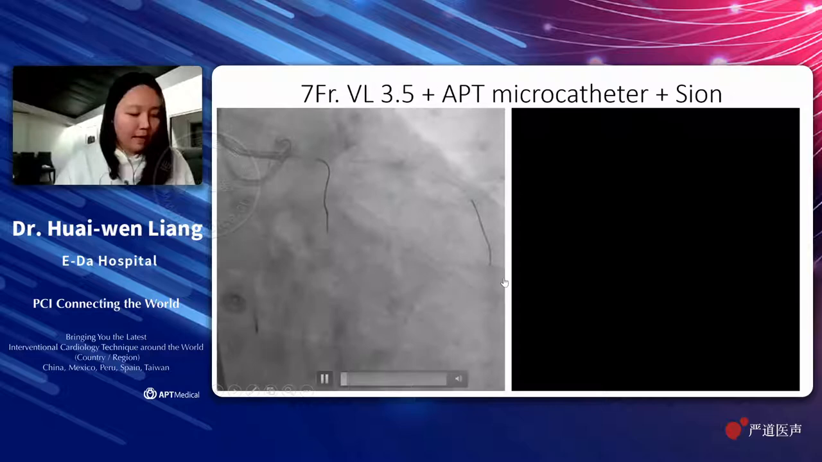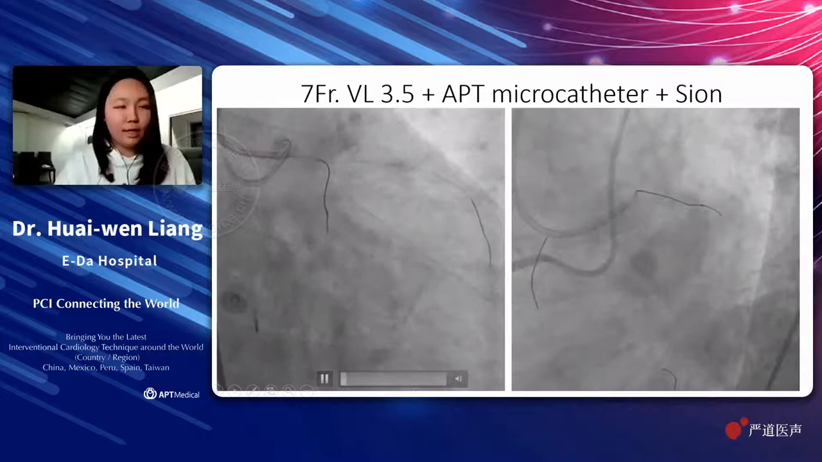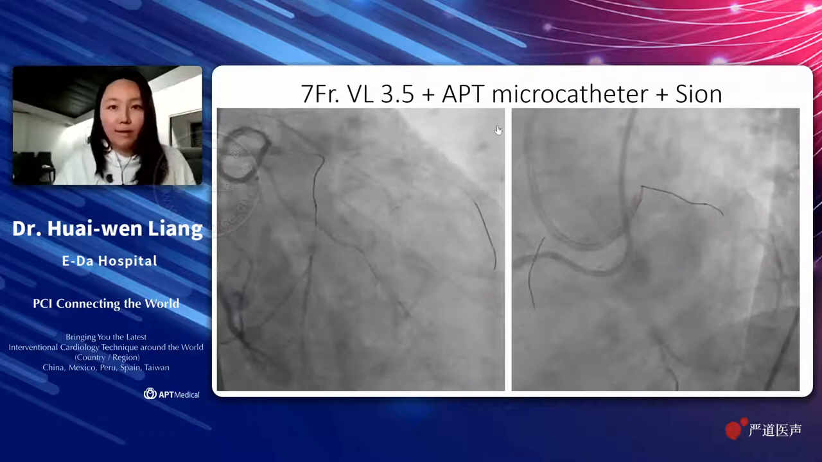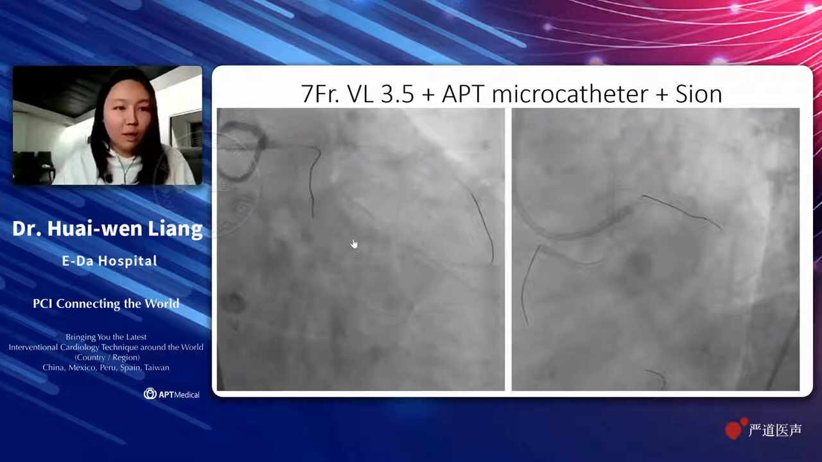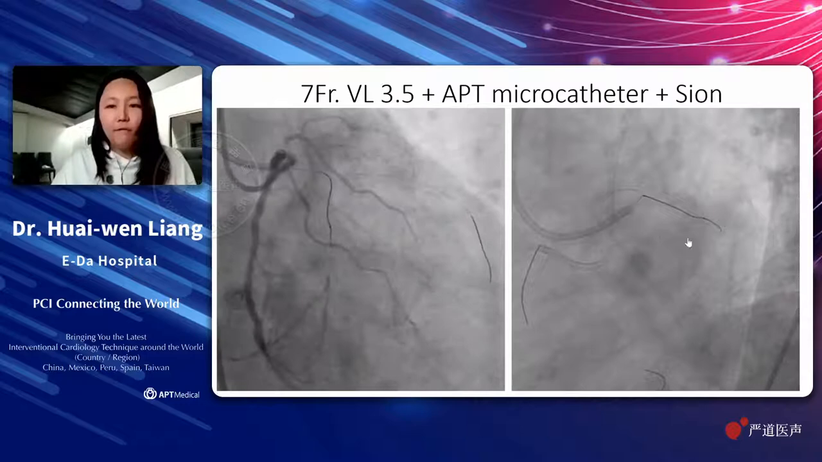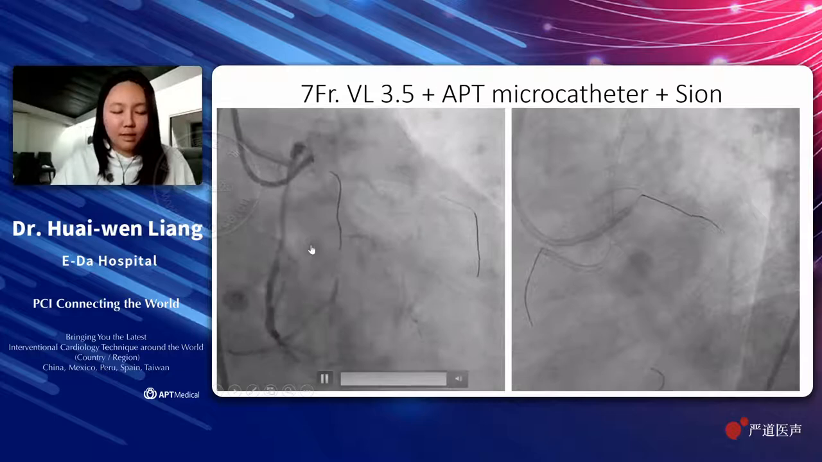And then I used the antegrade approach with a strong support guiding catheter. I chose a 7 French Ranger left guiding catheter and used an APT microcatheter and Xiang wire. Fortunately, my Xiang wire could cross nearly the proximal half of the total occlusion. So I think the proximal half may be a functional total occlusion. The real total occlusion may be this part. It's not as long as the 20 millimeters.